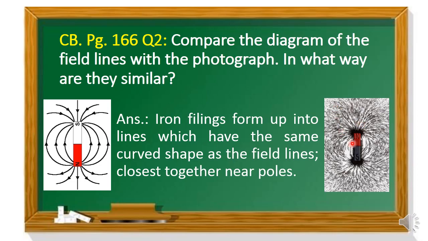As you can see, they show us straight lines here and curved lines here, which have the same curved shape as the field lines. So iron filings form up into lines which have the same curved shape as the field lines, closest together near the poles. They are closest together near the South Pole and North Pole, as with the field lines here.